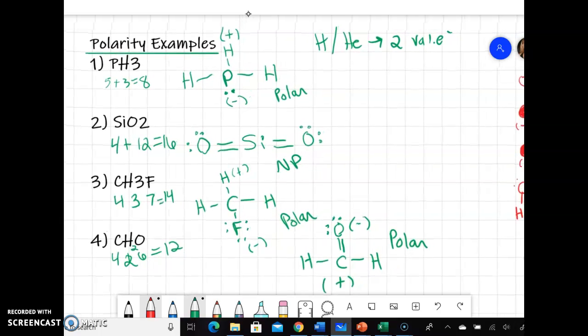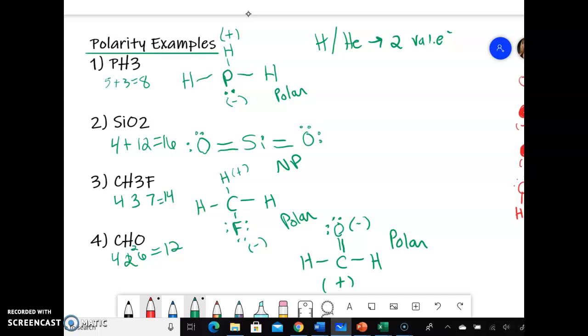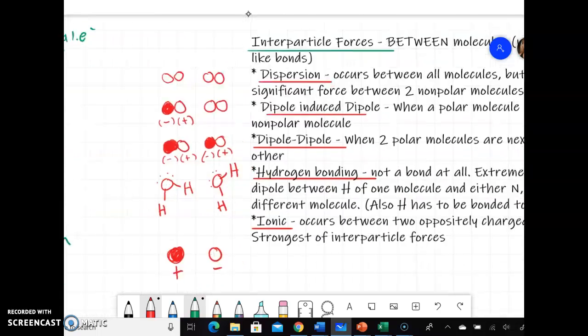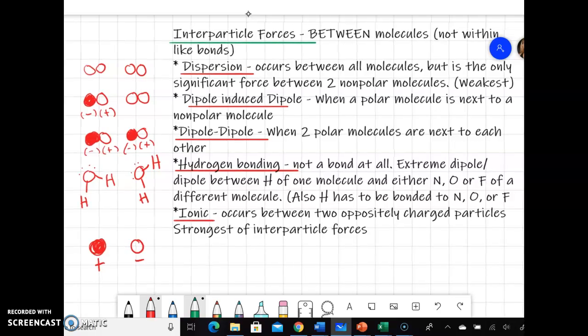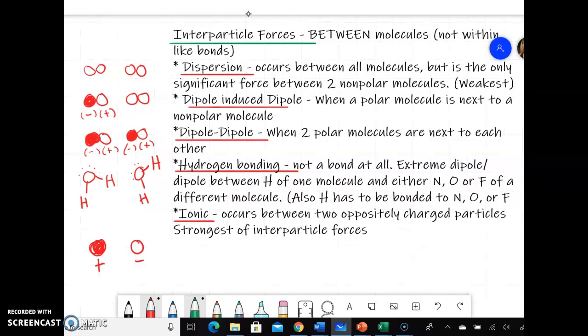All right, let's take a few minutes and look at some intermolecular forces. So first of all, sometimes we call them intermolecular forces if we're talking about molecules, but a lot of times they'll call them interparticle forces because really we're talking about the force of attraction between particles, and sometimes those particles are not molecules. So interparticle force is a better way to talk about them.